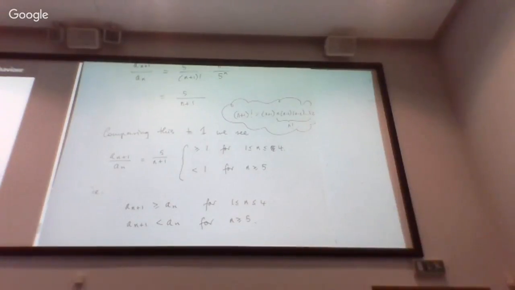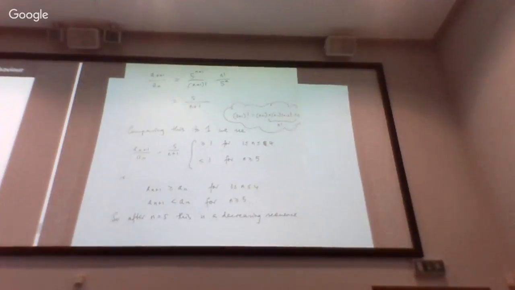So really, we call this sequence a decreasing sequence. It increases a little bit at the beginning, but thereafter it decreases. So after n equals 5, this is a strictly decreasing sequence. And it's increasing before that.